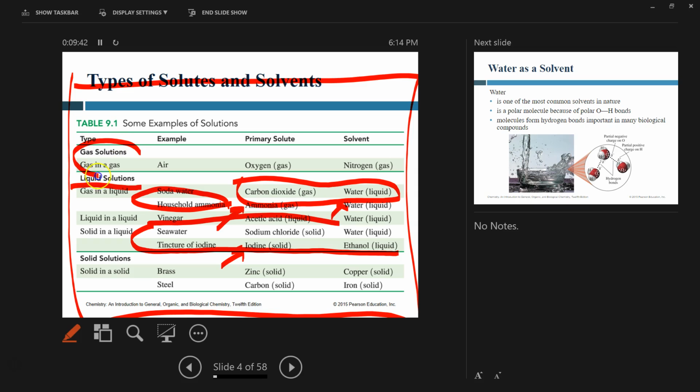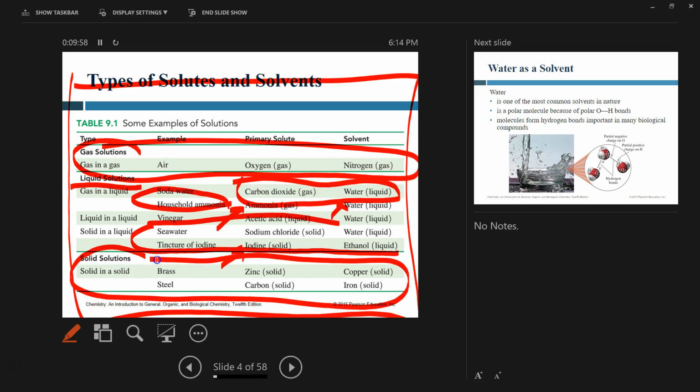There are solutions of gas in a gas, and we breathe one, the air. It's the solution of oxygen and carbon dioxide in nitrogen. And there are solid solutions. For instance, brass, the solution of zinc in copper, or steel, the solution of carbon in iron. They're both true solid solutions. You cannot separate them by filtration, for instance.